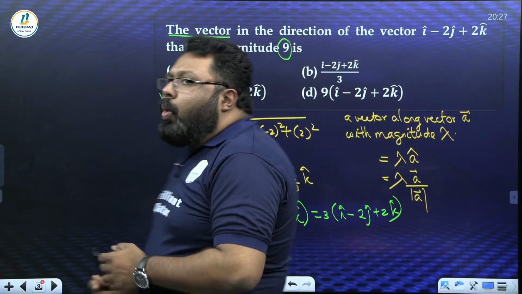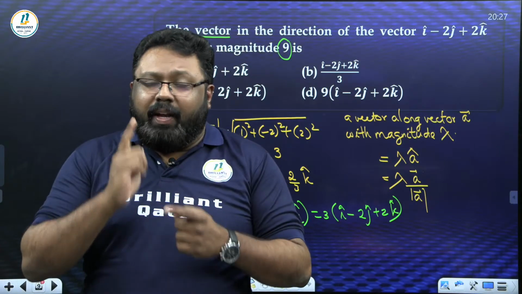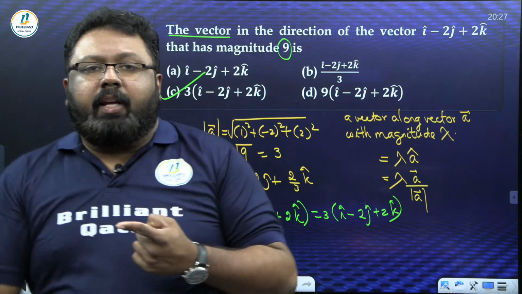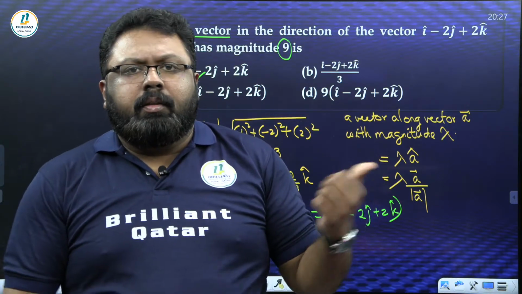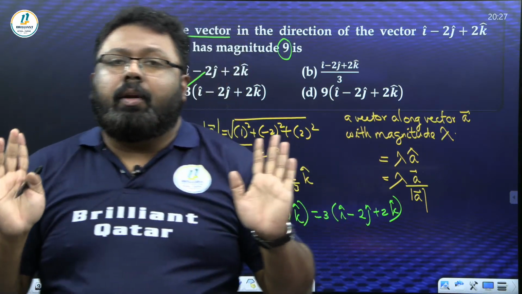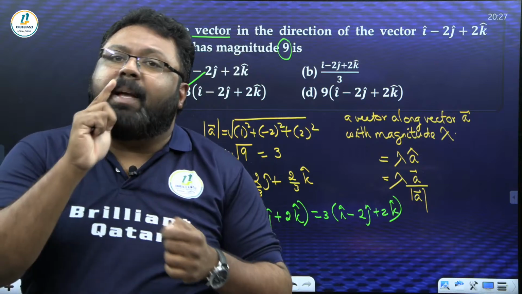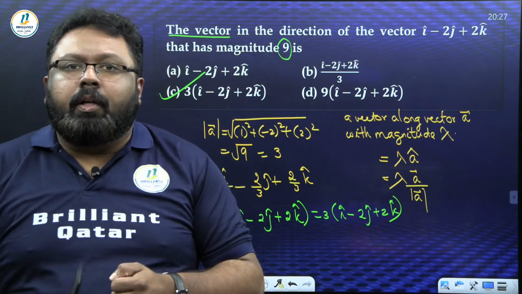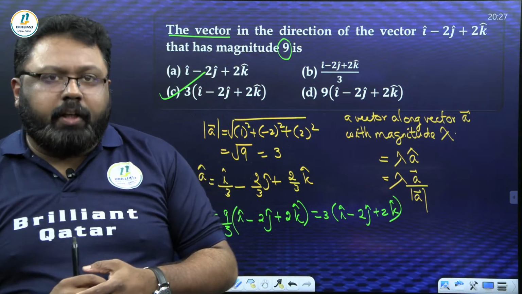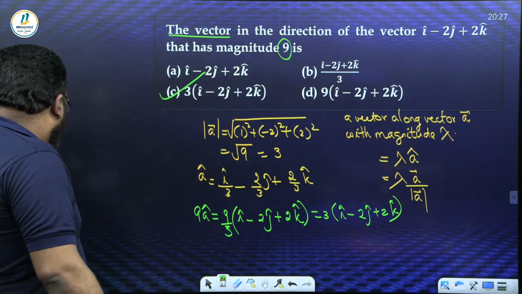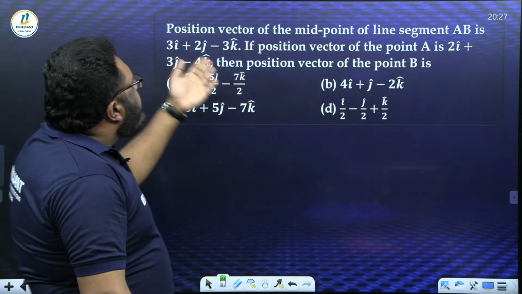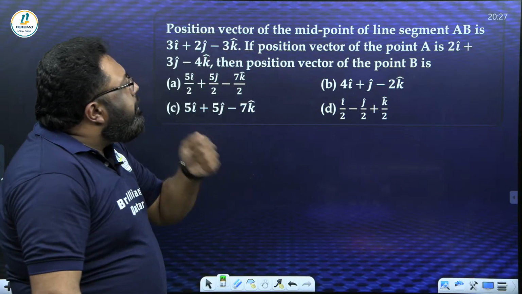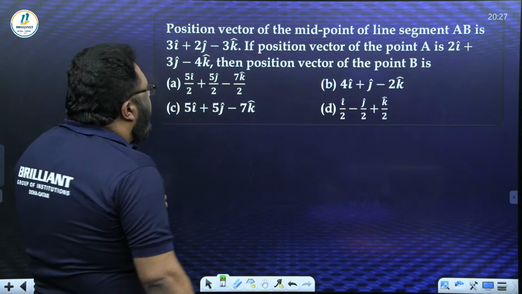So once again, what is the concept of finding a vector in the same direction of another vector? Just find its unit vector, that's all. But if they ask you for a specific magnitude, you simply multiply that magnitude to the unit vector. Got it? Very important concept. Learn it.